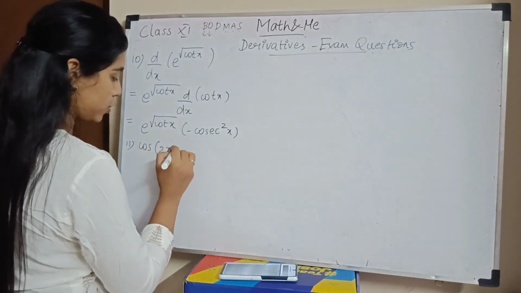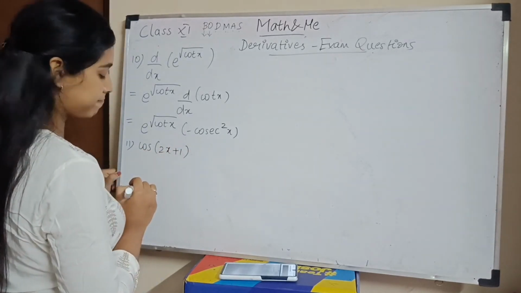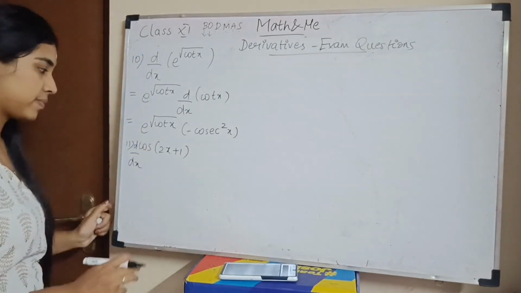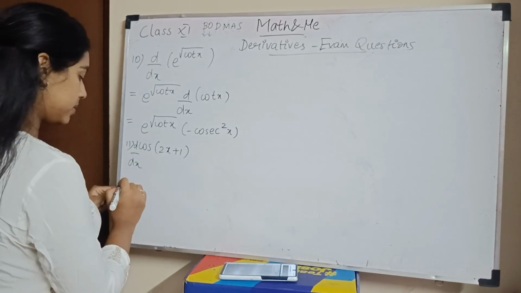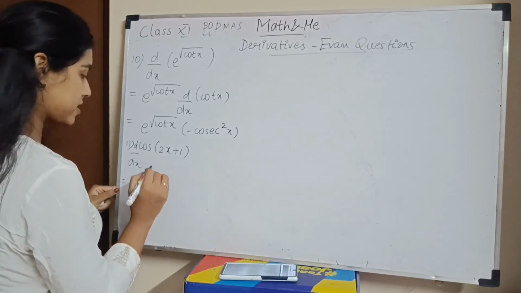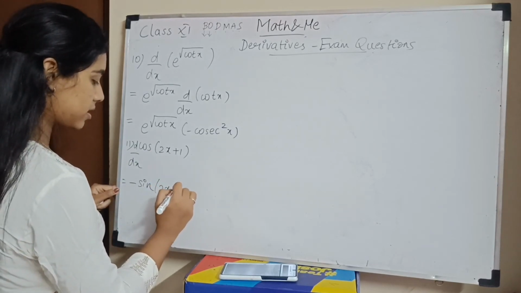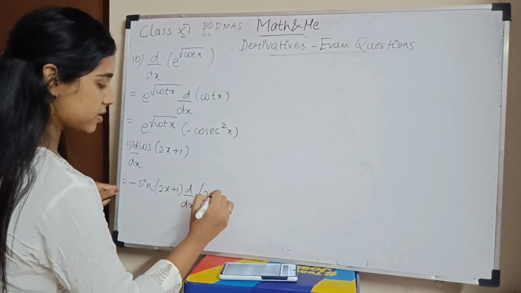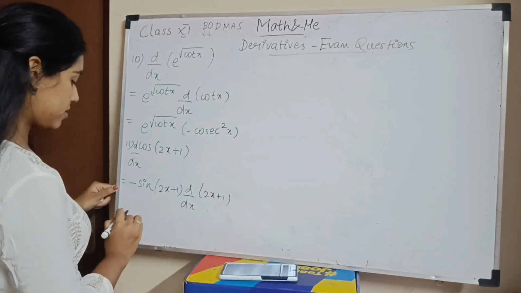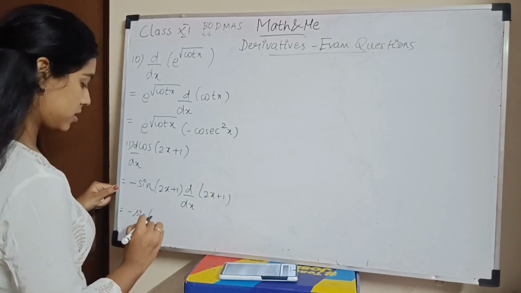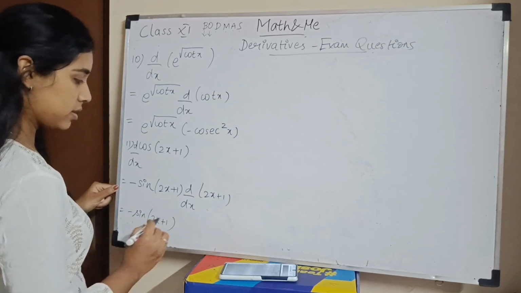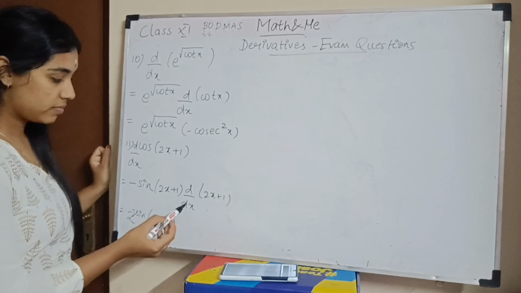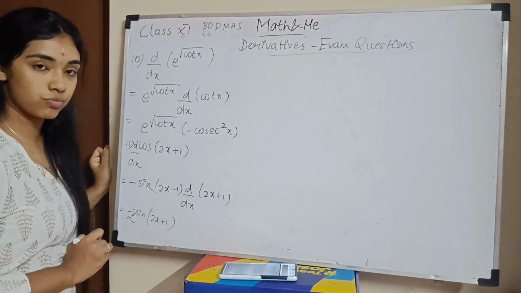cos of 2x plus 1. So you have to find the derivative of this particular function. So cos x, the derivative is? Minus sin x. What is your x? 2x plus 1. d by dx of 2x plus 1. So what do you get? Minus sin of (2x plus 1) times 2. Okay, derivative of this particular function is 2.